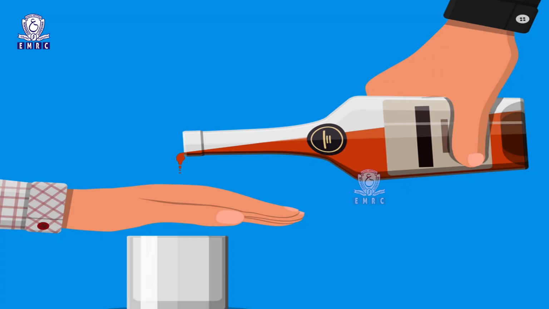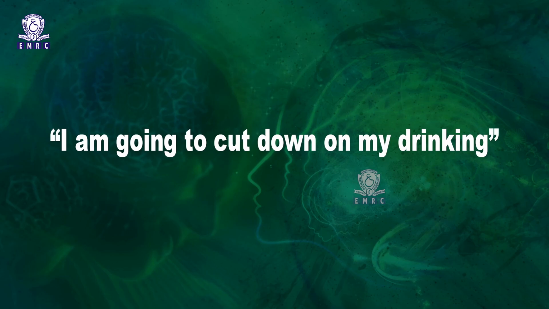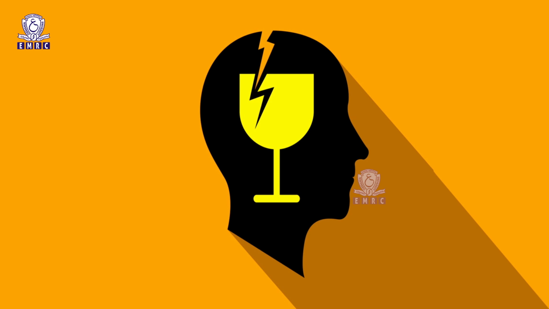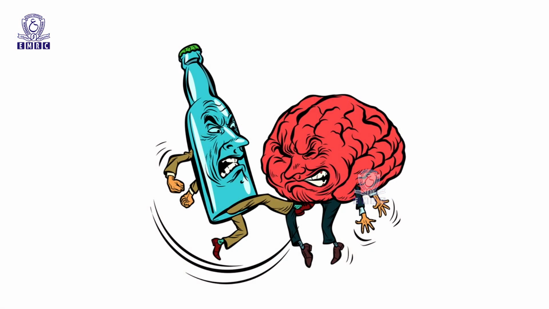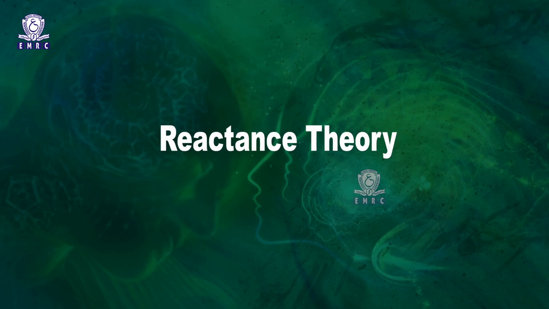Similarly, behavior change might inform individuals of their internal attitudes about drinking. For example, the behavior of telling others, "I am going to cut down on my drinking," may allow individuals to infer the attitude or internal awareness that their drinking has created problems for themselves or others. This brings us now to the next theory for today's lesson, reactance theory.